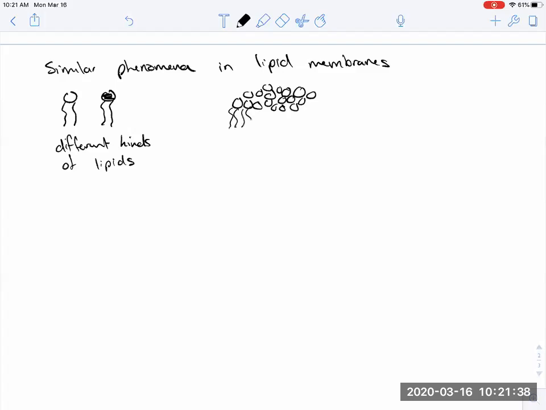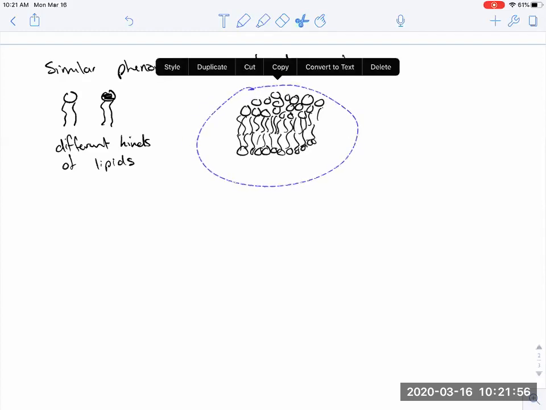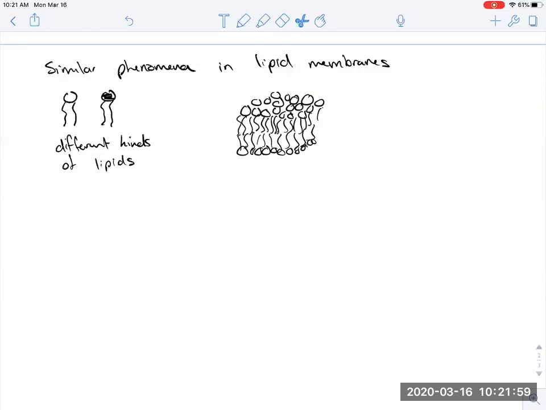A bilayer is just a little sandwich where lipids cluster together with their heads pointing in one direction and their tails in the other direction, and then form a little sandwich like so. Let's see if this will work. Can I make this bigger? No. Okay. So at some temperature, it might be the case that those lipids will be well mixed.